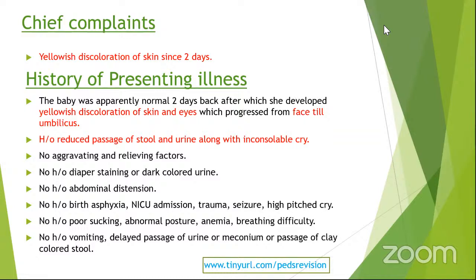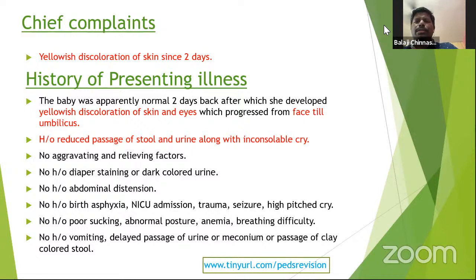Yes, sir. It is distributed from the face up till the umbilicus, sir. Okay. So according to Kramer's scale, it corresponds to zone 2. Zone 2, therefore, approximately the bilirubin level must be about 6 to 8 mg per dl. So you should be knowing Kramer's rule here. So jaundice from where to where, so what is the progression?